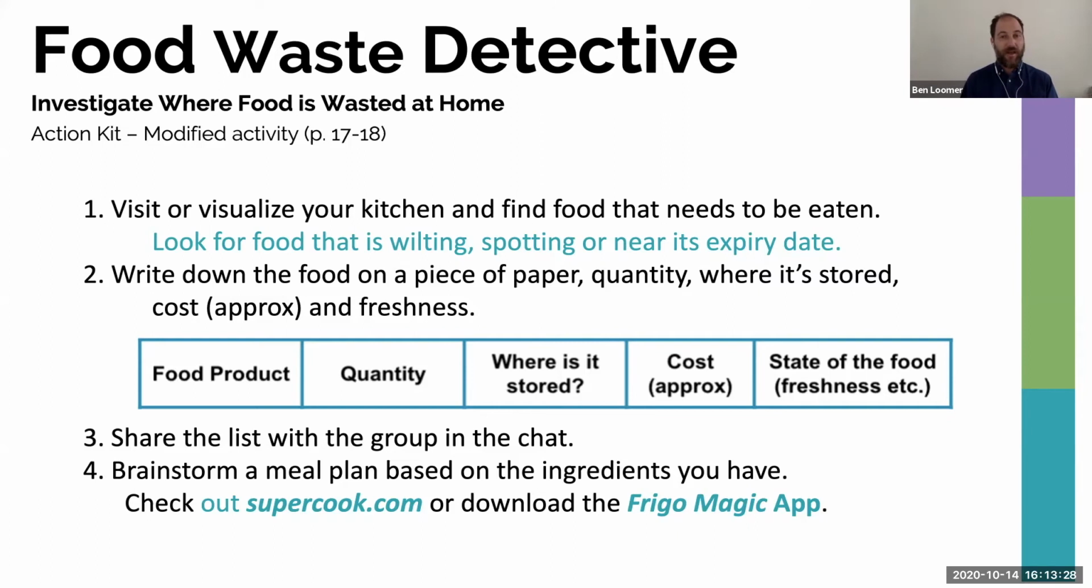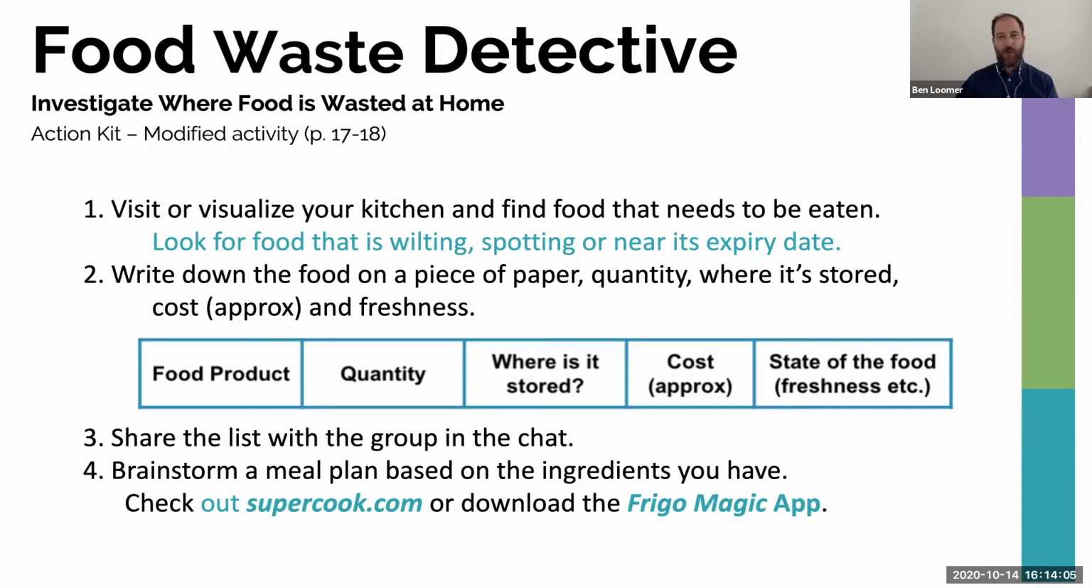Very quickly, I'm going to encourage people, whether at home or still in the office, to visualize our kitchen or our refrigerator and think about food that needs to be eaten quickly, food that might be wilting, spotting, or nearing its expiry date. Prior to starting this webinar, I went to my own refrigerator and found some parsnips and carrots, only a few in the bag. I realized that they needed to be saved because I didn't want to contribute to food waste.